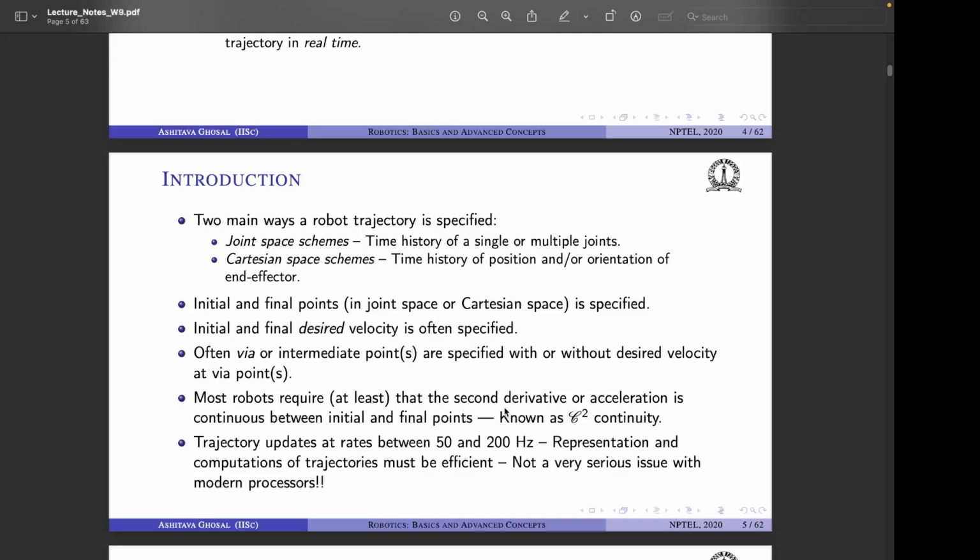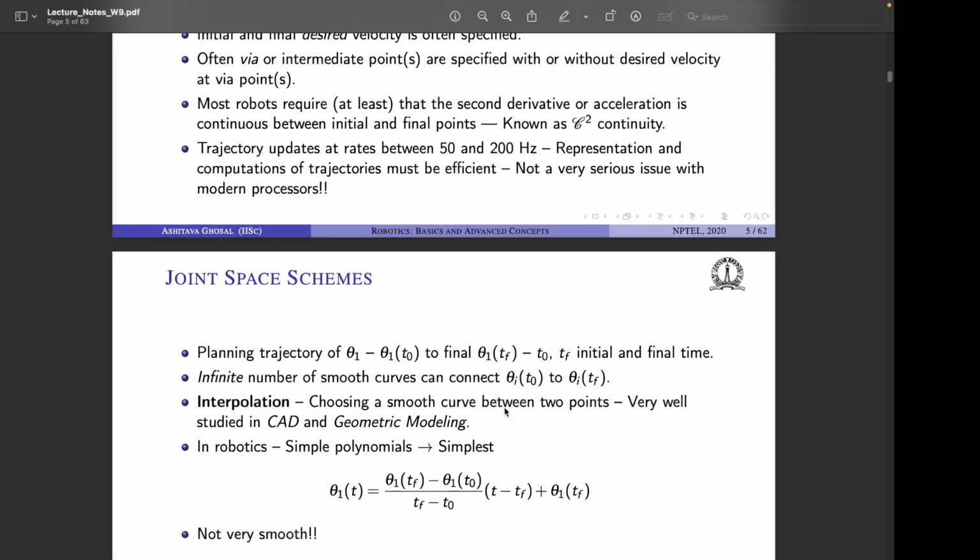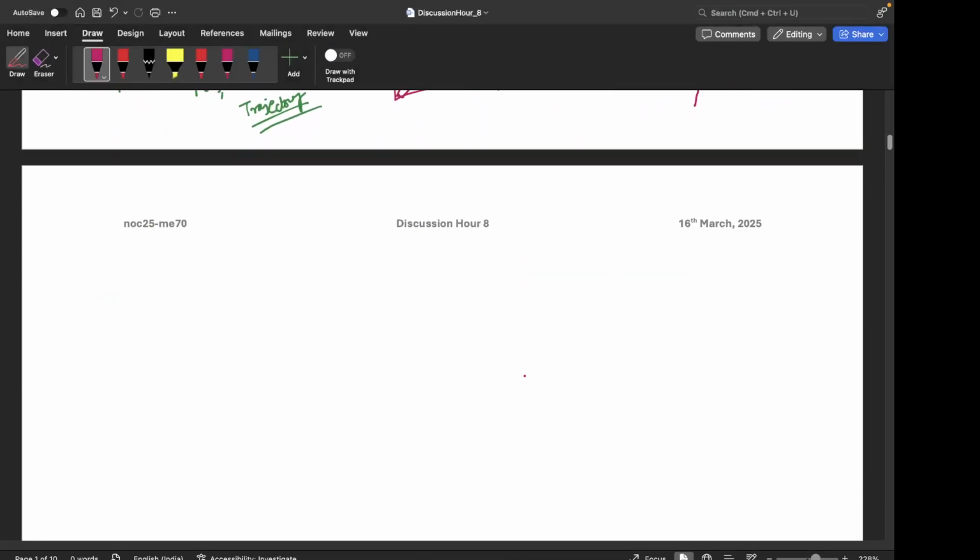So basically, if the acceleration is not continuous, then there would be sharp changes in the velocity, and the motion of the end effector becomes very jerky. So let's get back to the discussion here.